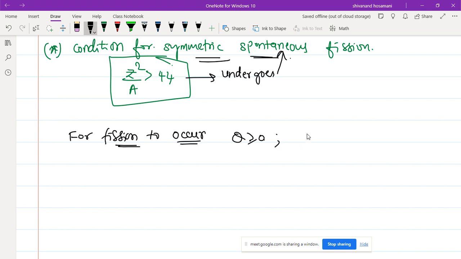And the condition for that is given by Z square by A should be greater than or equal to at least 15. If it is at least that, fission will start. If it is less than this, fission will not start.